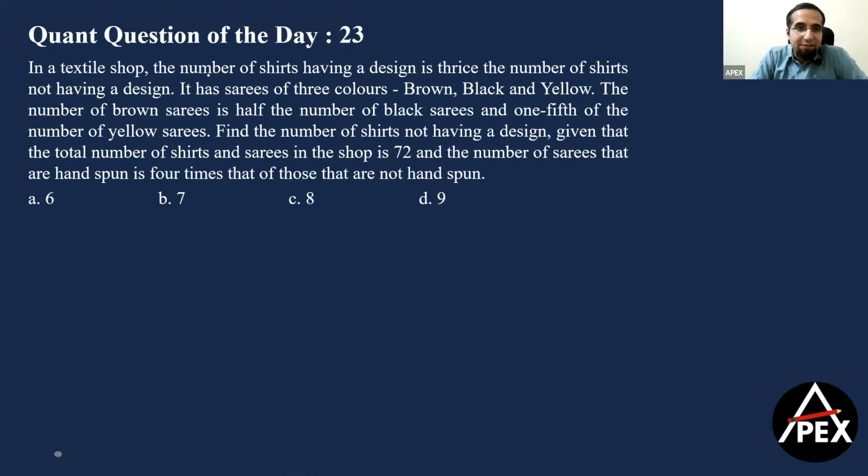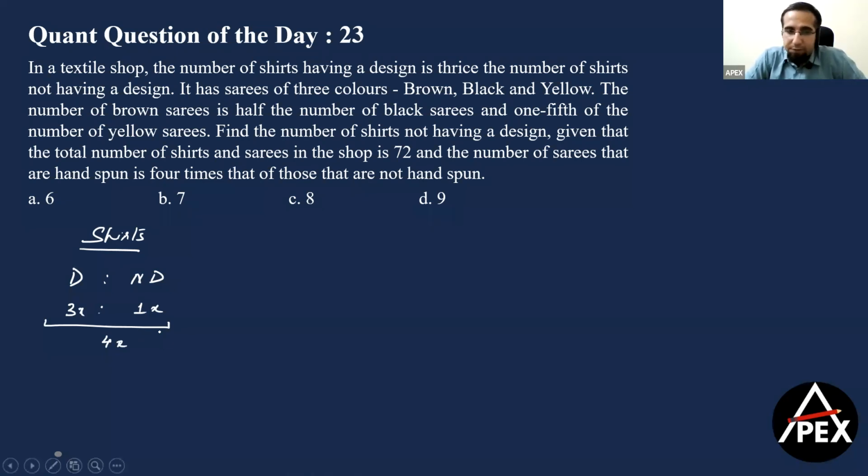Now this question is in a textile shop. The number of shirts having design is thrice the number of shirts which does not have a design. So I am talking about shirts. And whenever it is given thrice or number of times, you can always use the ratios, right? So design, and I'm representing as not design. Okay. So design is 3 times the number of shirts which does not have a design. So let me represent X and 3X. That means my total number of shirts are going to be 4X.